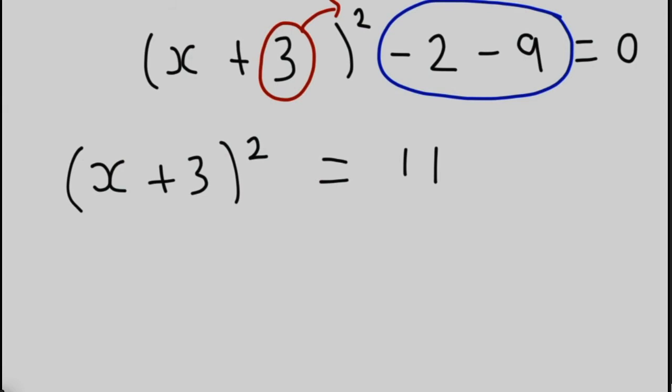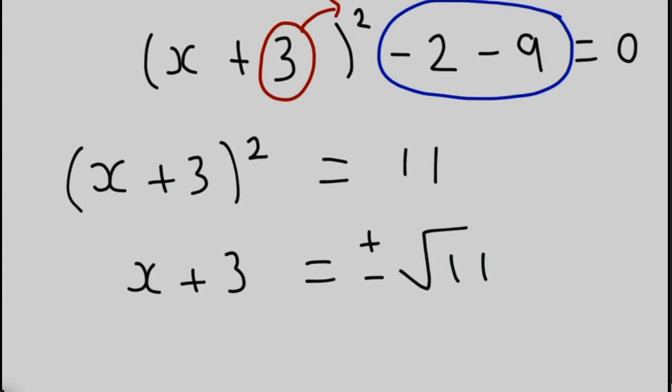The opposite of squaring something is square rooting it, so we're going to take the square root of the left and right hand side. Taking the square root of the left hand side, we're left with x plus 3, and that's equal to the square root of 11. The key thing to remember here is that when we square root something, it's always plus or minus the square root of the number. So in this case, plus or minus the square root of 11. The square root of any number can be a positive answer or a negative answer, because two negative numbers multiplied together give you a positive answer. That's the reason why.